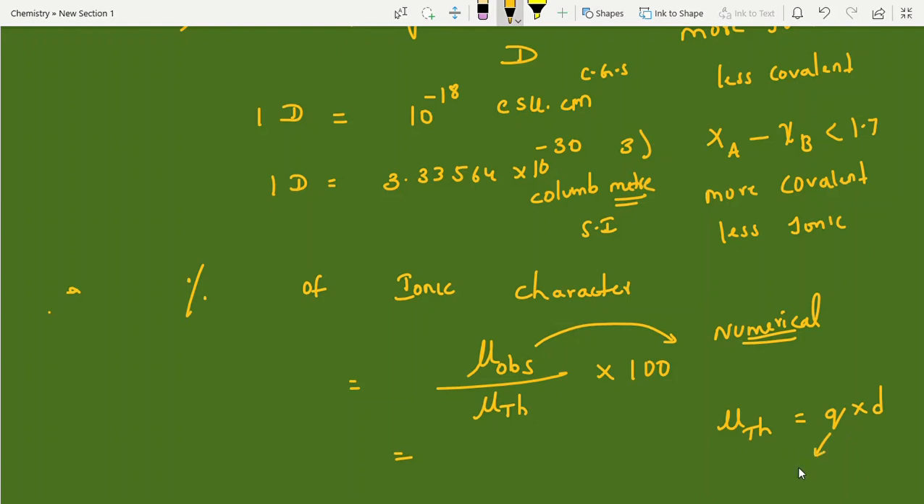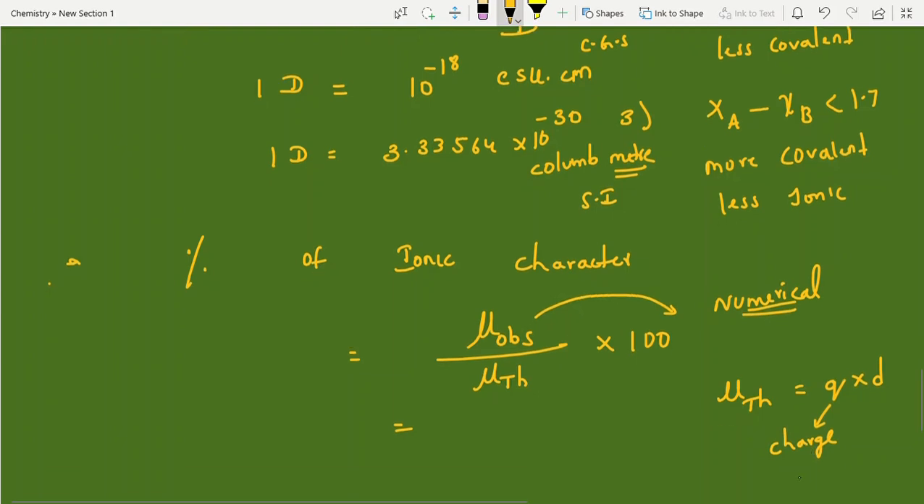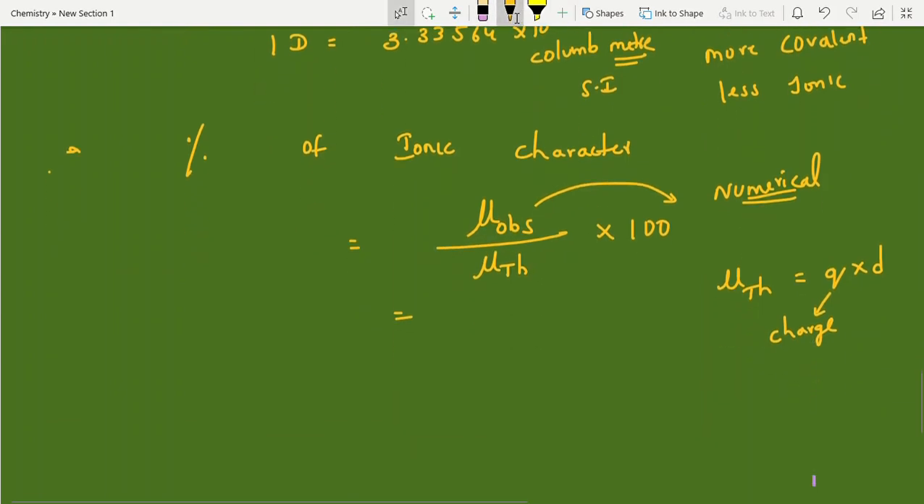What is Q here? Charge. Charge of electron. So here, students, there are two units. Do you remember the electron charge? Q equals 1.602 into 10 to the power of minus 19 coulombs, right?